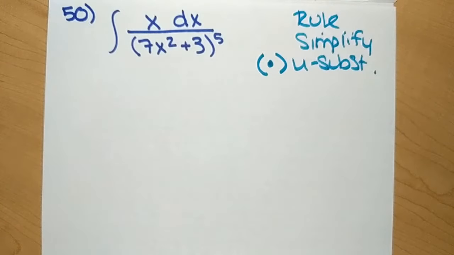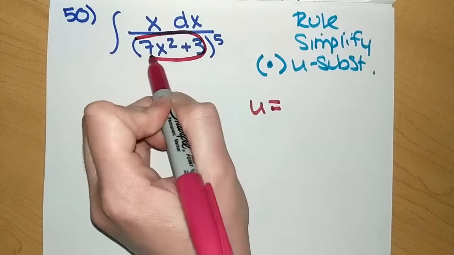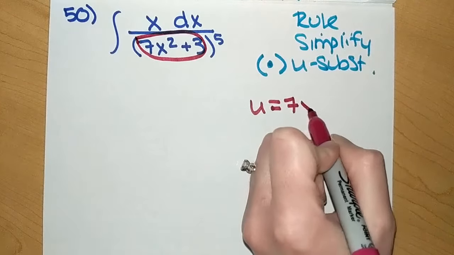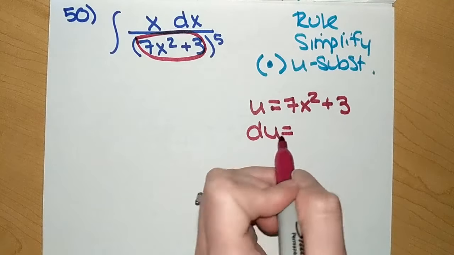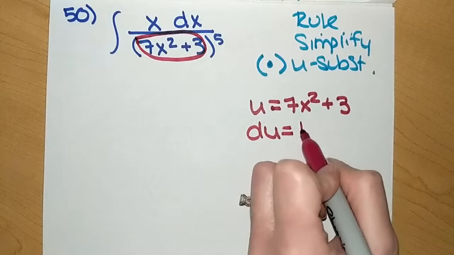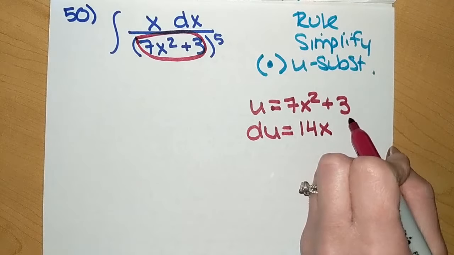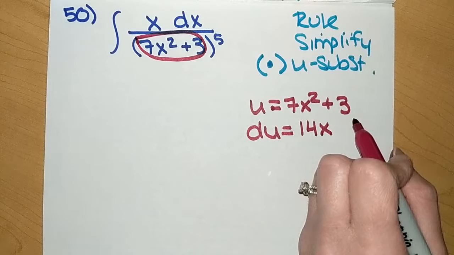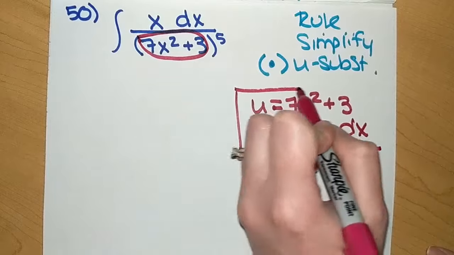So in this situation, a good starting point would be to say all of this, 7x squared plus 3, is in parentheses. So let me make that my u. And then my du is the derivative of that. So 7x squared becomes 14x. The plus 3, remember, with derivatives you drop it, so the plus 3 is going to go to 0. And then we have the dx. All right, so that is our u and du.